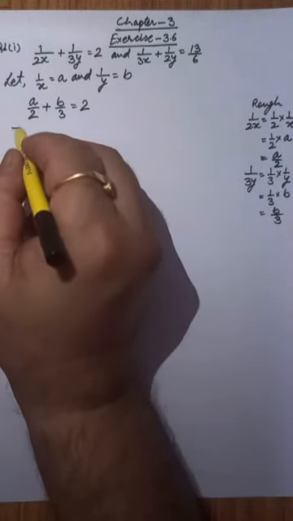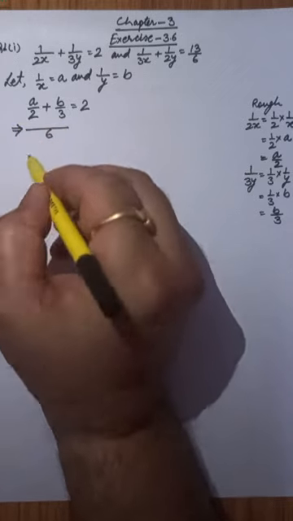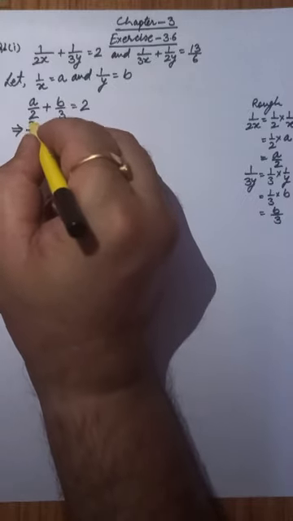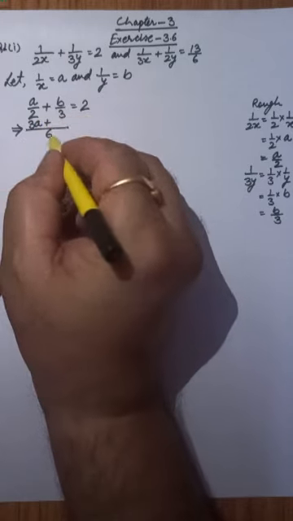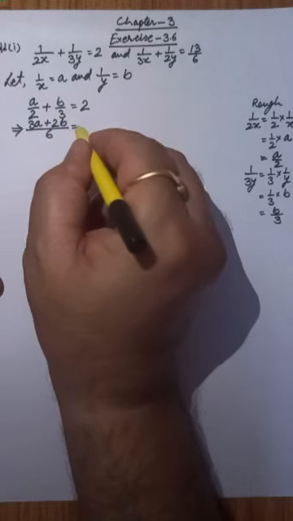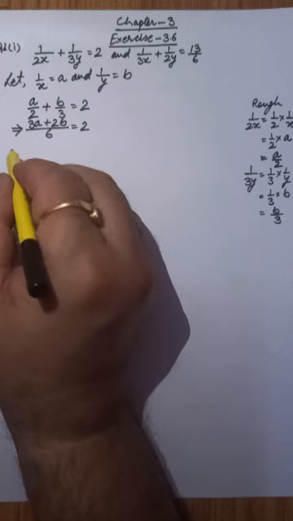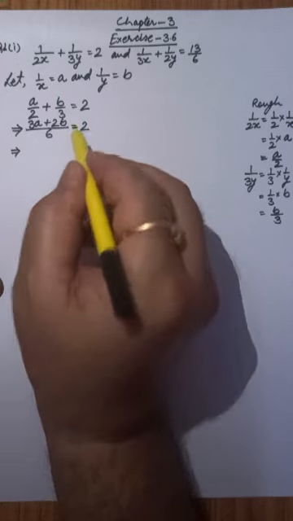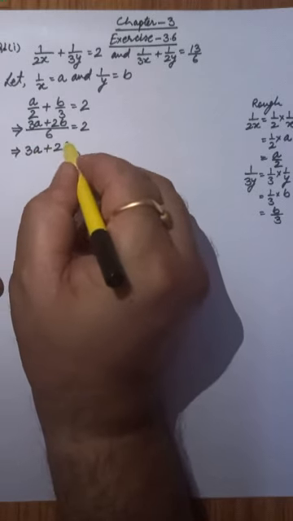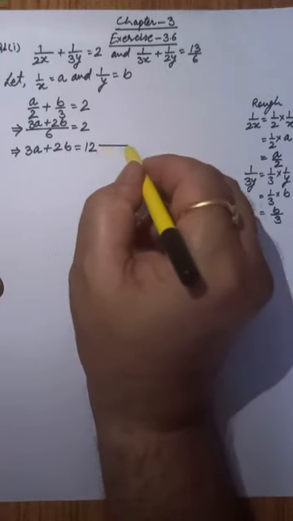Now we take LCM. LCM is 6. So 6 divided by 2 is 3, so 3a, plus 6 divided by 3 is 2, so 2b is equal to 2. Now this 6 will be cross multiplied with 2. So the equation becomes 3a plus 2b is equal to 12. This is our first equation.